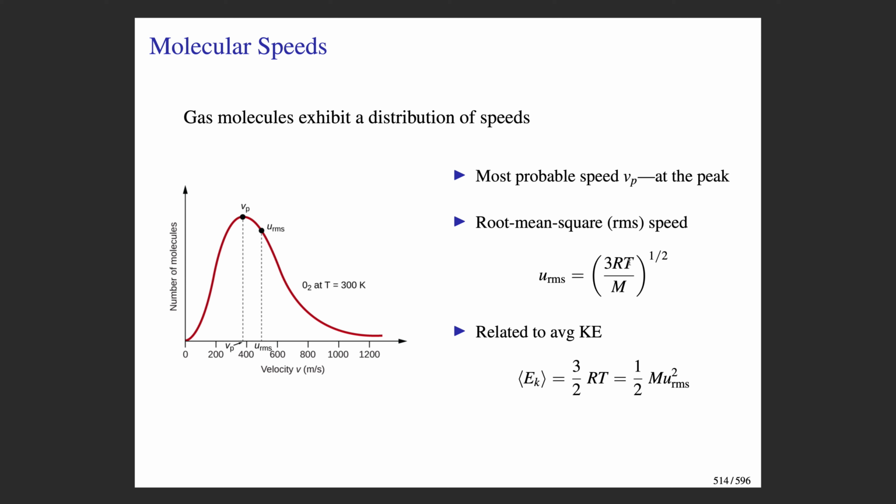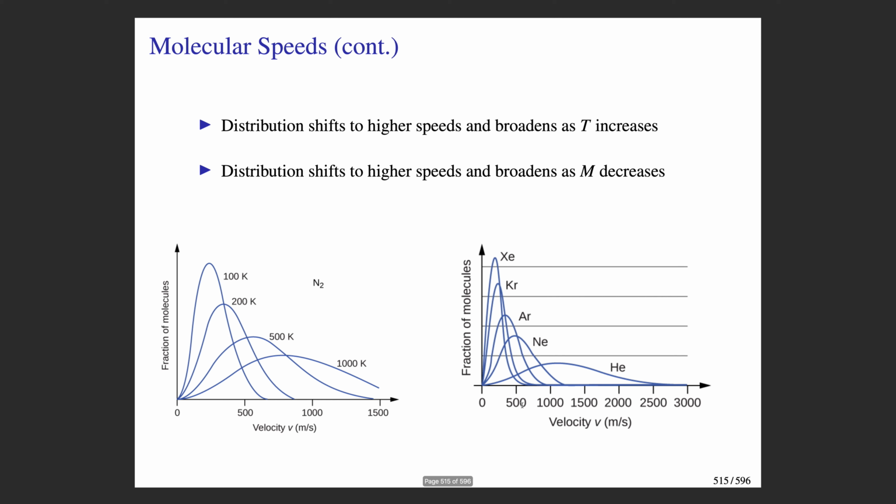You see that as the temperature increases, the average speed is going to increase. As you increase the molar mass, the average speed is going to decrease. So there are two important factors in the root mean square speed, the temperature and the molar mass. The higher the temperature, the higher the average speed. The higher the molar mass, the smaller the root mean square speed. And these two diagrams illustrate that process explicitly.